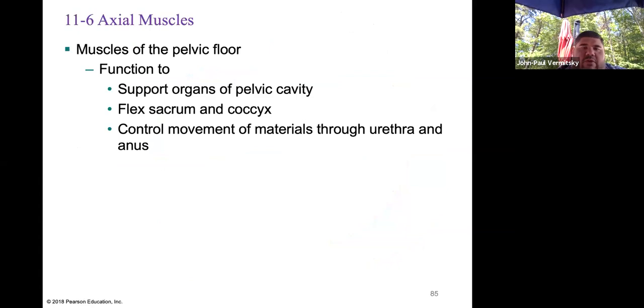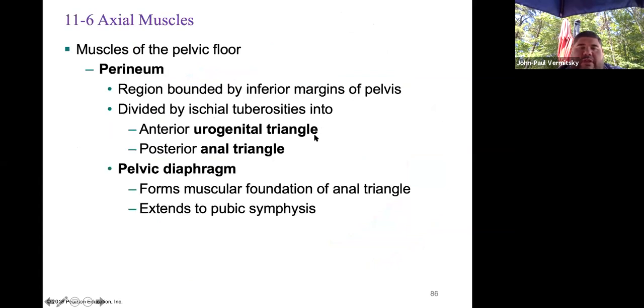Muscles of the pelvic floor, they're going to function to support the organs of the pelvic cavity. They will also flex the sacrum and the coccyx. They will control the movement of materials through the urethra and the anus. So the perineum, this is the region that's bounded by the inferior margins of the pelvis. It's divided, at the ischial tuberosities, into, on the anterior side, the urogenital triangle, and on the posterior side, the anal triangle.